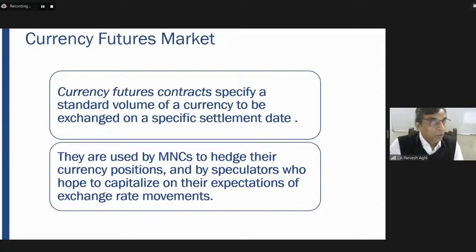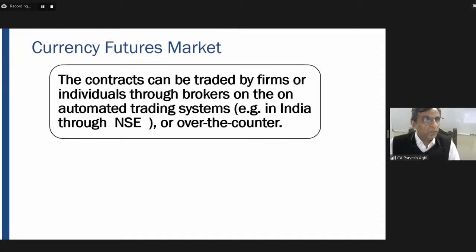So it can be used both by the multinational companies to hedge their currency positions, or by speculators who want to make quick money because they have a view on the currency. So there are both speculators as well as hedgers present in these markets. Normally the speculators always outnumber the hedgers in any market, and it would be the same case in these currency markets too. The contracts can be traded by firms or individuals through brokers.